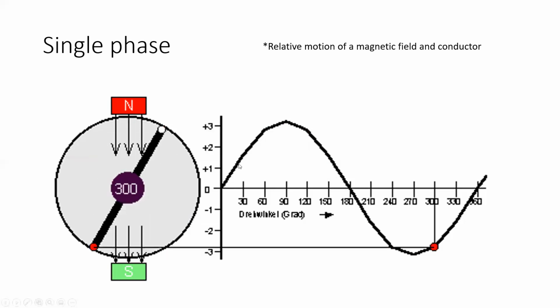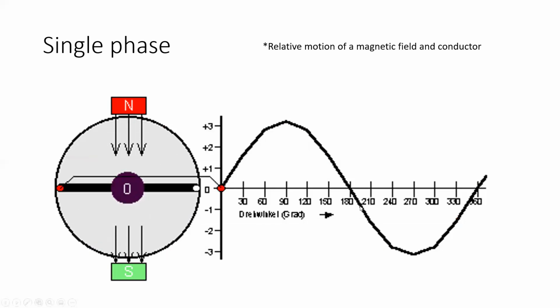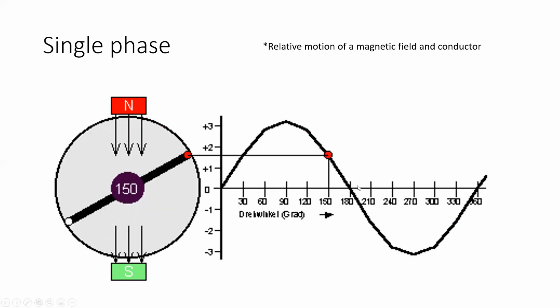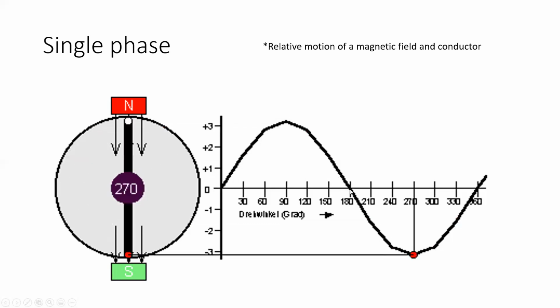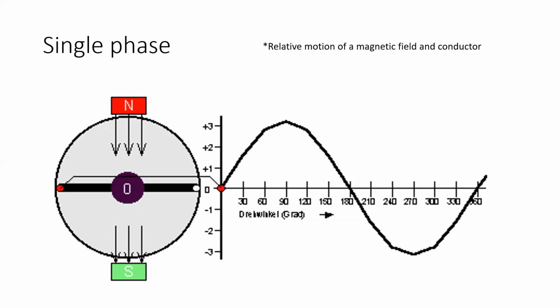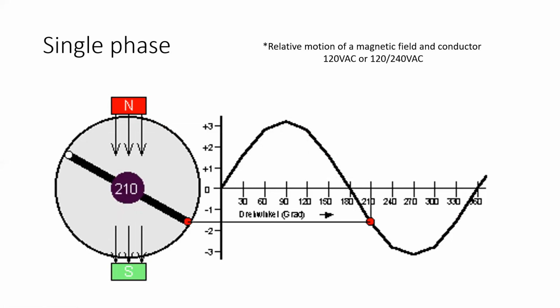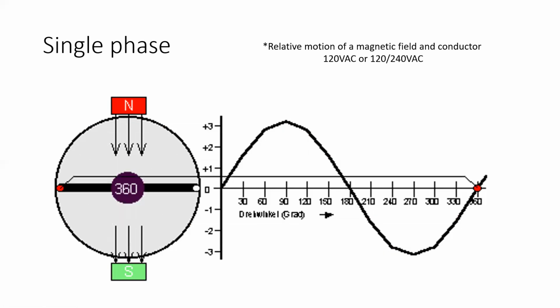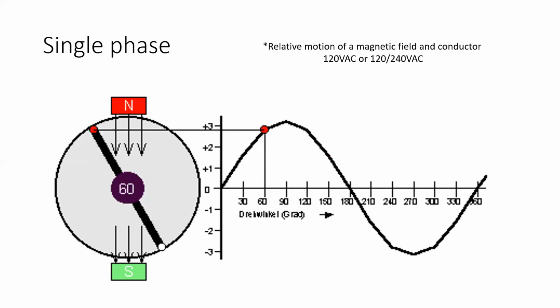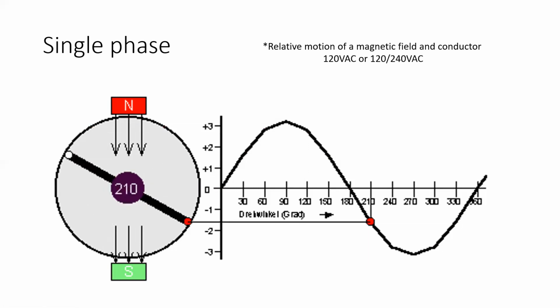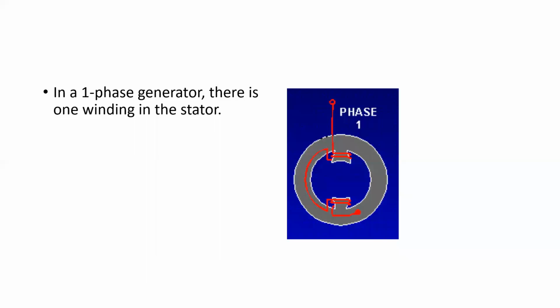And that's why we get this classic sine wave with one positive alternation, one negative alternation, and a point where the current and voltage and power of the system reaches 0. Common voltages that we see in single phase would be 120 volt AC or the 120/240 volt system that's very common in residential applications. In a single phase generator or alternator, there is one winding in the stator in order to provide us with that one single phase.